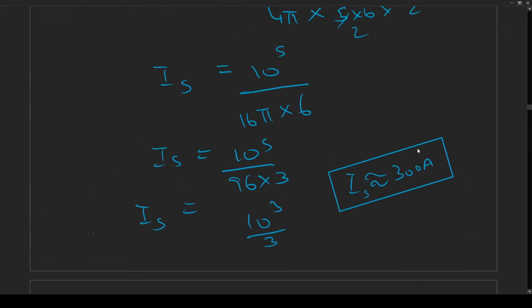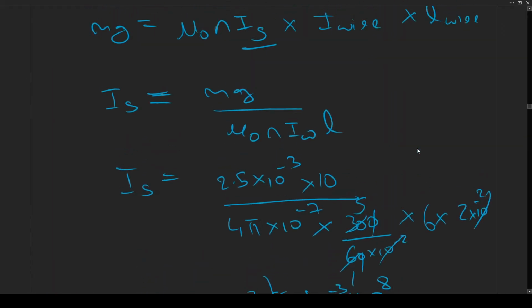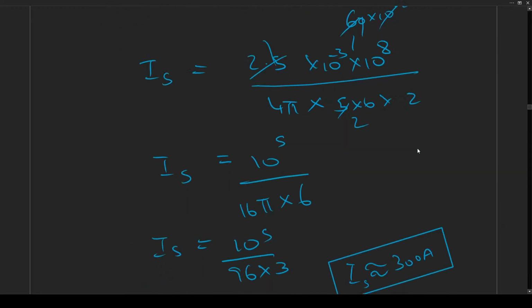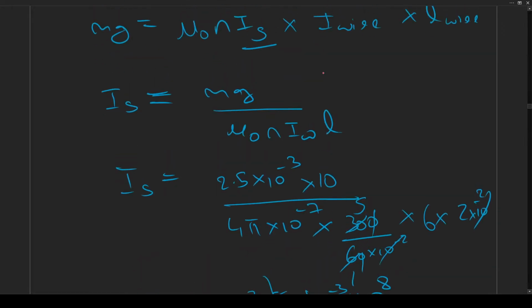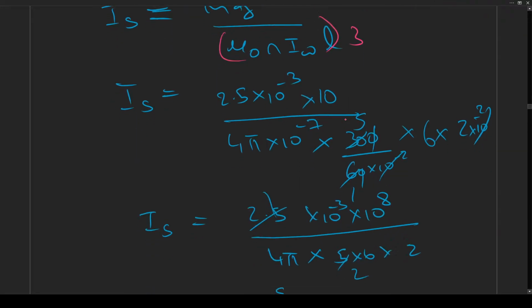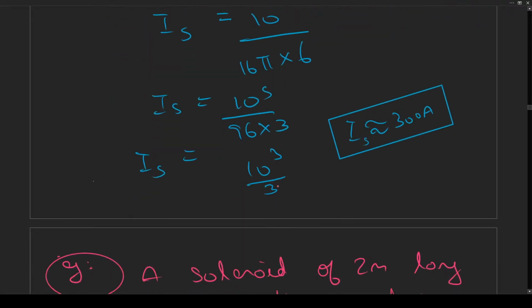And there seems to be a mistake here. In our previous question, the number of windings should be considered here. So the final, there should be a 3 below. There are 3 layers here. So the answer should be 3 times 3, so 9. So 300 by 3, which is not equal to 300, but 300 by 3. So I_s is approximately equal to 100 ampere, not 300.